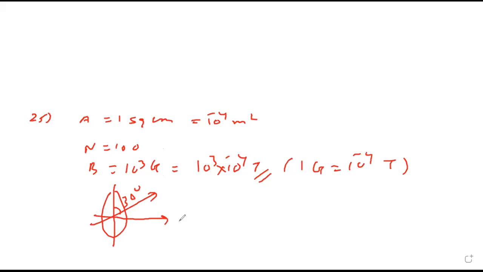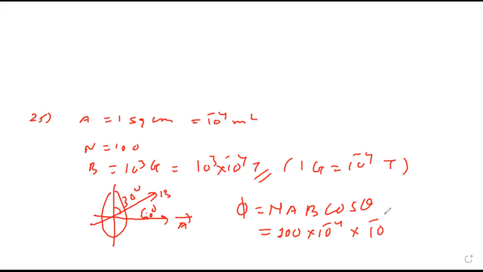So the normal to the plane, that is the area vector, will make 60° with the field. Find the flux in the coil in SI unit. Flux is NAB cos theta. N is 100, area 10 raised to minus 4, field 10 raised to minus 1 Tesla, into cos of 60, which is half. So it is 0.5 into 10 raised to minus 3.